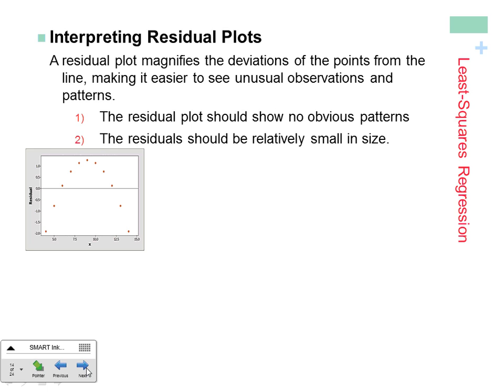So, for instance, here's a residual plot. What do you guys think? Does that look like it shows a pattern? Yeah, I think a parabolic shape might work best there. So I wouldn't want to use a linear regression line here. That would be dumb. All right, next.